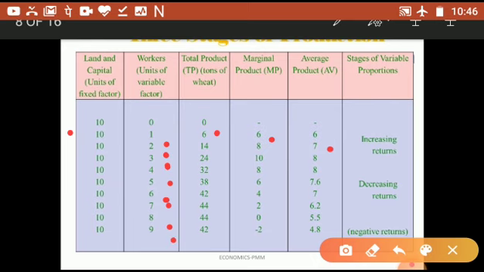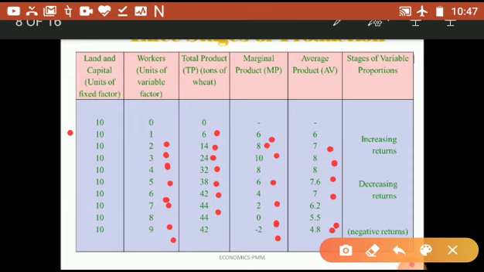As we are increasing the variable factors, total product is increasing, but the point to be noted here is that total product is increasing at a decreasing rate. Marginal product initially increases, then starts declining, becomes zero, and at last negative. Average product also increases and then starts declining up to the third stage.